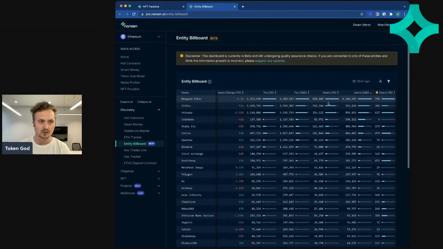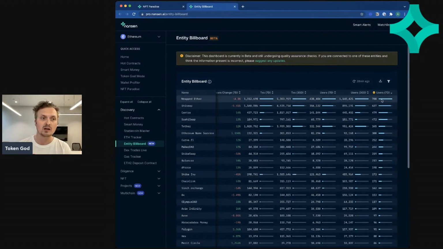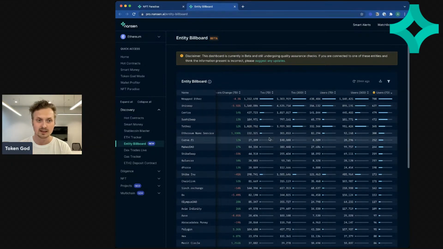So if we sort by users, you can see Coinbase, like 600,000 unique addresses interacting with Coinbase, almost 500,000 addresses interacting with Shiba Inu. And you can also sort by the number of smart money addresses or smart money users. When we say users here, we just mean addresses, just to be clear about that. So SushiSwap, for example, has a lot of smart money interacting with it. ENS, Curve, MakerDAO, and so on and so forth. Shiba Inu, less so, it appears.